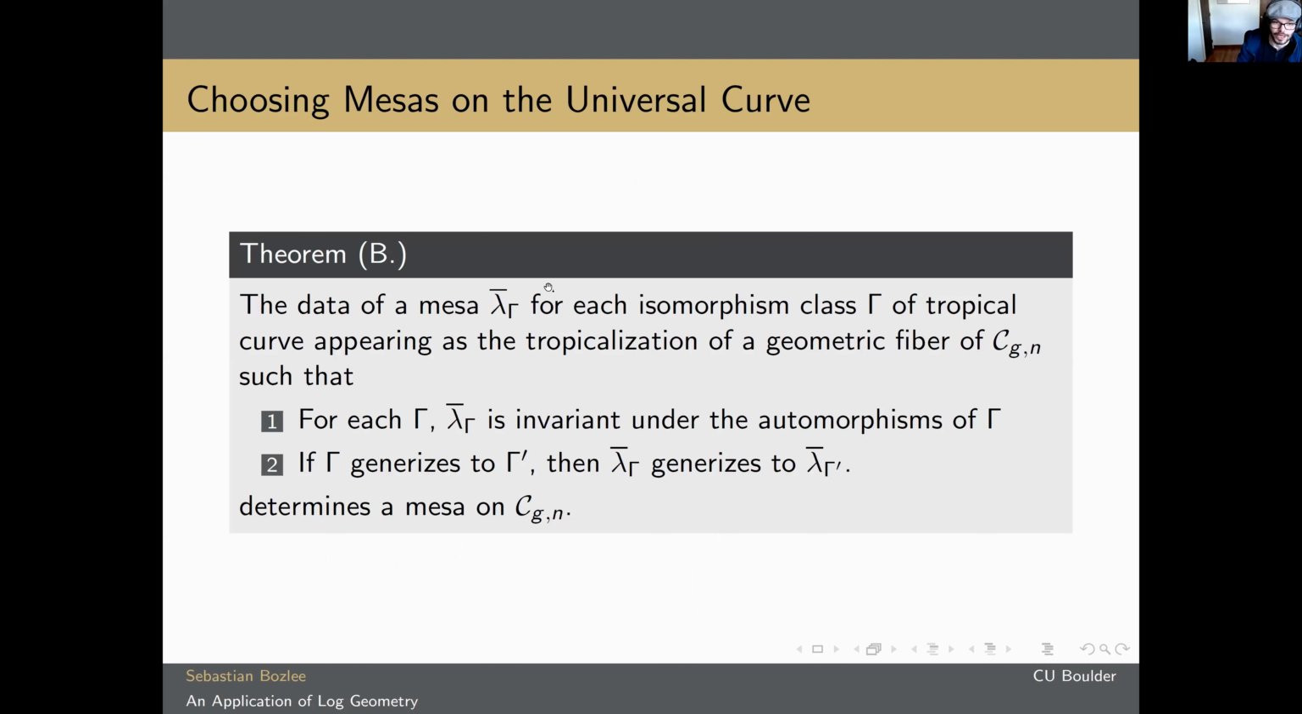Okay, so if you pick a mesa, a piecewise linear function, for each tropical curve that shows up in that diagram in a consistent way, meaning it's invariant under automorphisms. If there's any symmetry of the curves, we're going to respect that symmetry. And if we generalize, then what happens to our piecewise linear function is it should land on the piecewise linear function that we defined for what we're generalizing to.